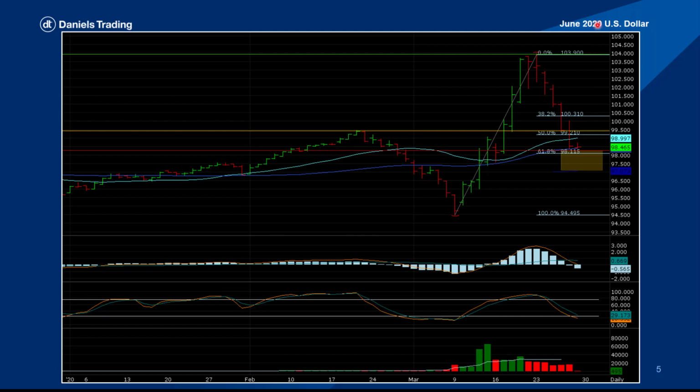But June 2020 US dollar, very volatile at this time. Options are a little light, so would be looking at the futures for a potential trading opportunity.